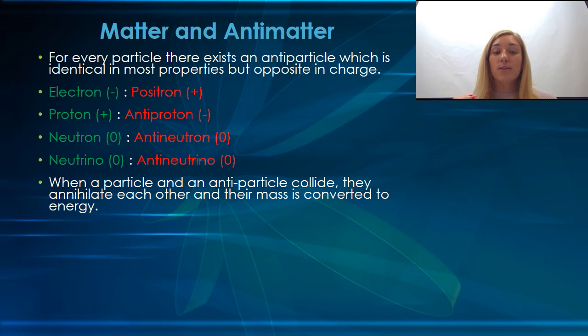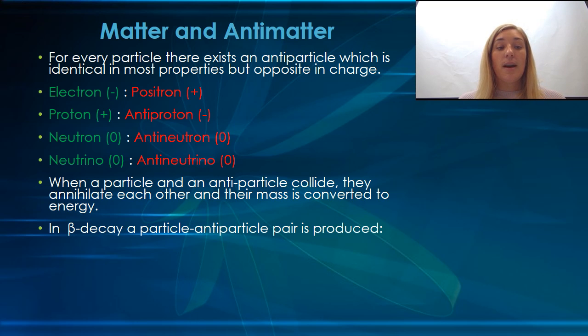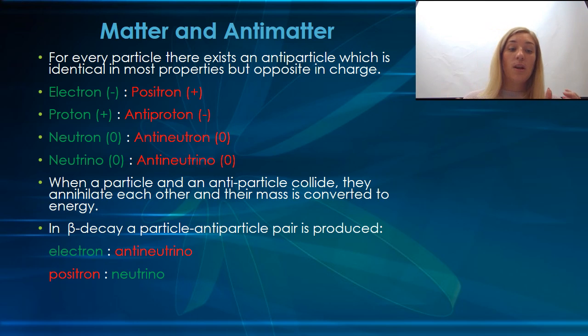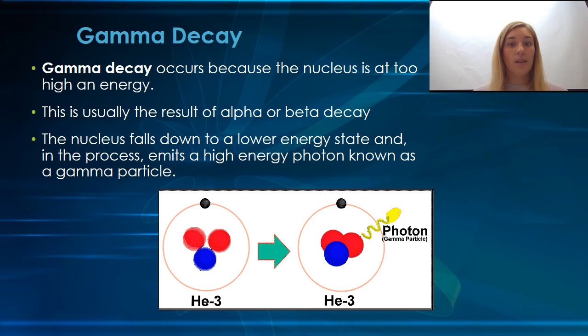So when a particle and its antiparticle collide, they actually annihilate each other, and their mass is turned completely into energy. So in beta minus decay, we get the particle-antiparticle being produced: the electron and the antineutrino, and we also have positrons with a neutrino. So electron and antineutrino, positron, neutrino.